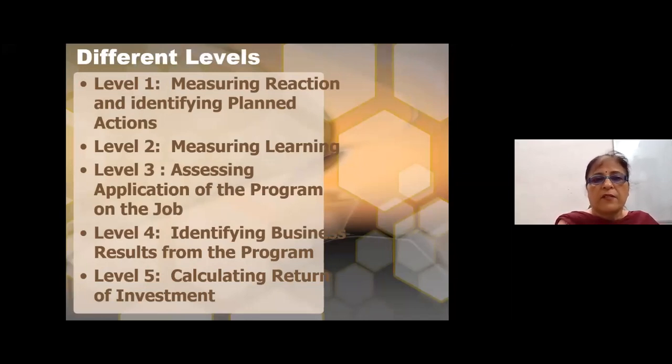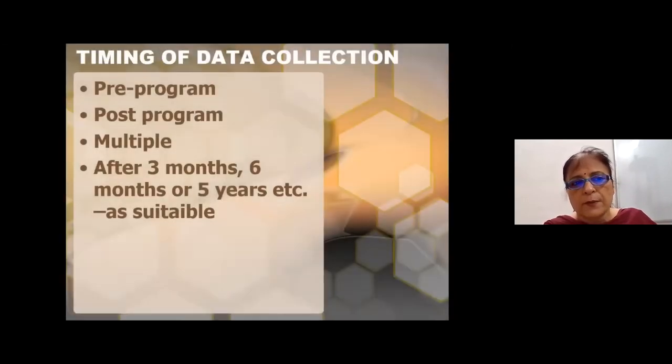Now there are different levels. Level 1 is measuring reaction and identifying the planned actions. Level 2 is measuring learning. Level 3 is assessing application of the program on the job. Level 4 is identifying the business results from the program, and ultimately calculating the return on investment.